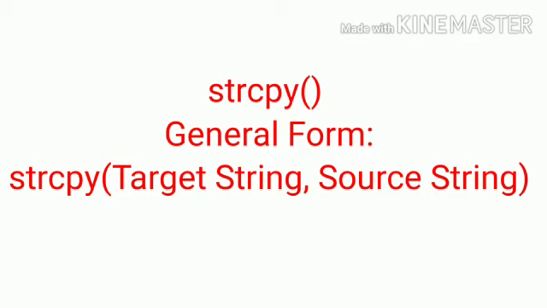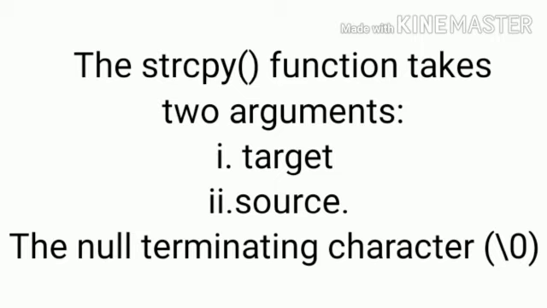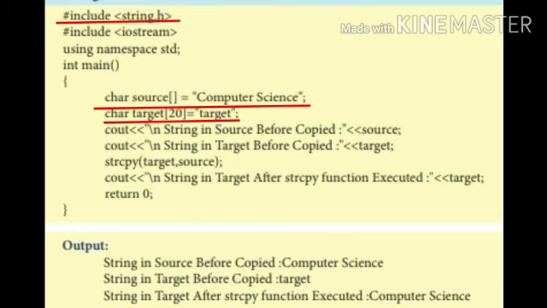The general form of string copy is strcpy within parenthesis target comma source. So strcpy takes two arguments, that is target and source. In each string, the last character is a null character, that is \0. This is an example for string copy.